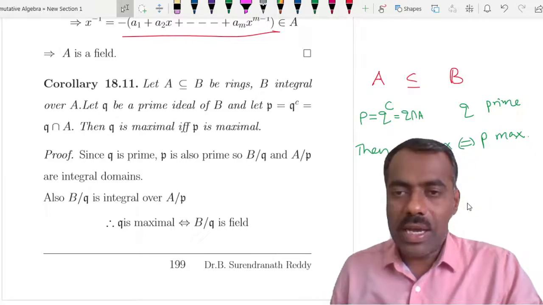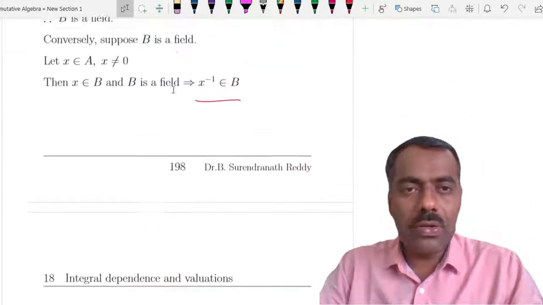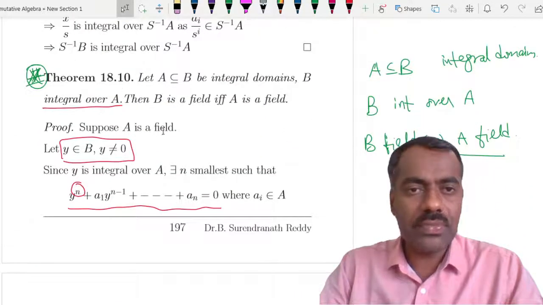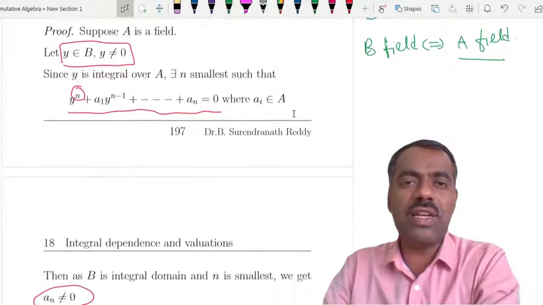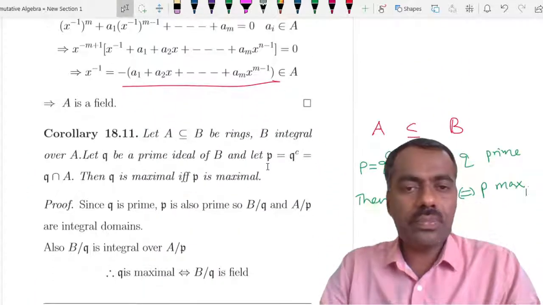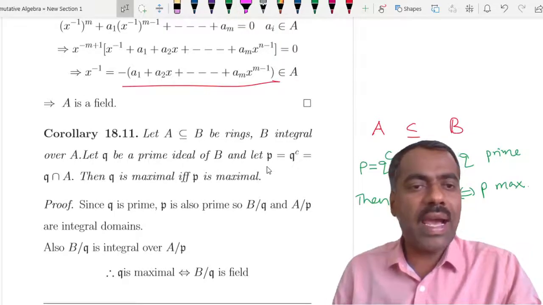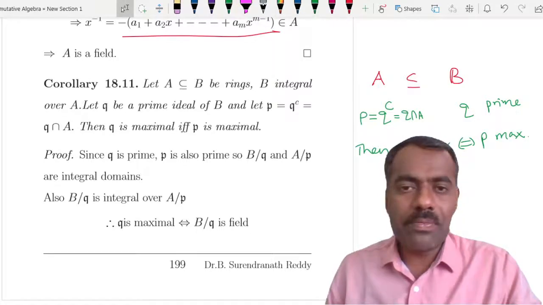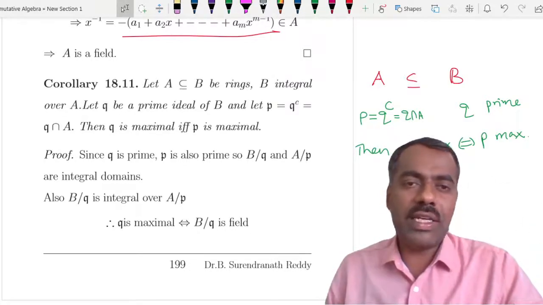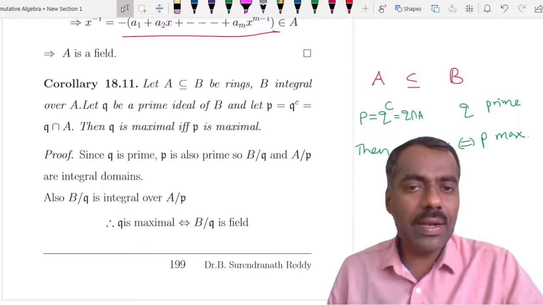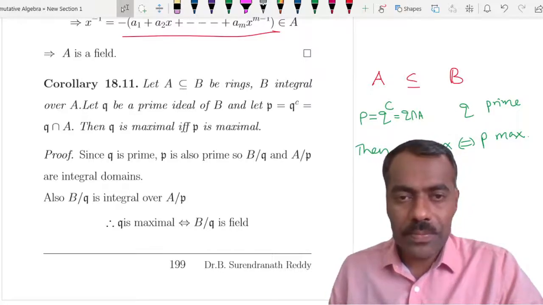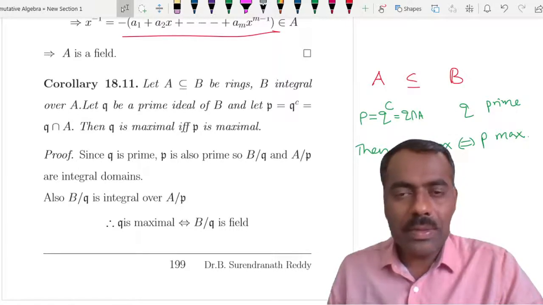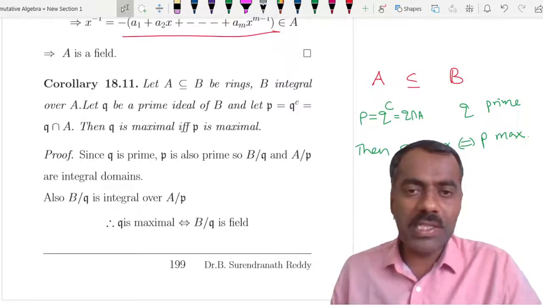Okay, the proof is simple. We have the earlier situation: if B is integral over A, and A and B are integral domains, then if one of them is a field, the other one is also a field. Here we don't know whether B and A are integral domains or not. So we go one step further, and there we make sure that they are integral domains. What is that? Because Q is a prime ideal and P is its contraction, P is also a prime ideal, right?